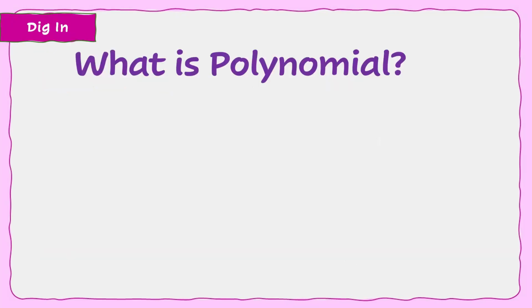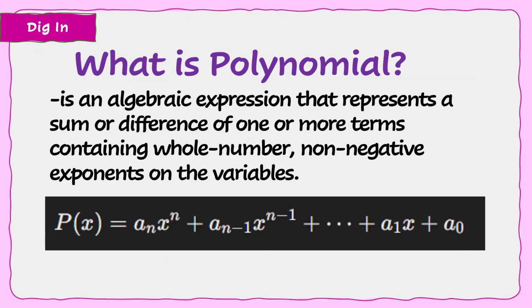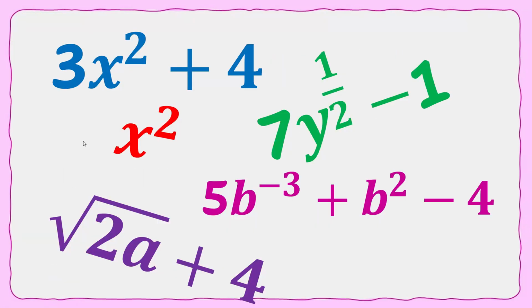Then now, what is a polynomial? It is an algebraic expression that represents a sum or difference of one or more terms containing whole number, non-negative exponents, and variables. This is the notation that shows that a given expression is a polynomial. For example, 7c to the fourth minus 5c cubed plus c squared minus 4. Okay, which of these expressions can be considered polynomial or not polynomial?